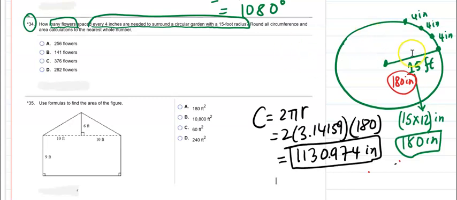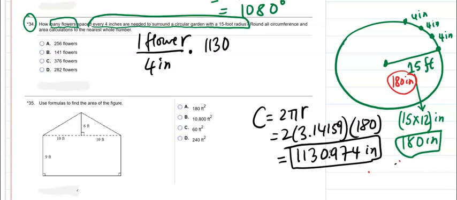From here to here, I have to put the flowers on, this much in length. So we know that for every 4 inches you have 1 flower. So I'm going to put 1 flower per 4 inches. Okay, so I make a fraction, 1 flower per 4 inches, times the inches I want to put the flowers in.